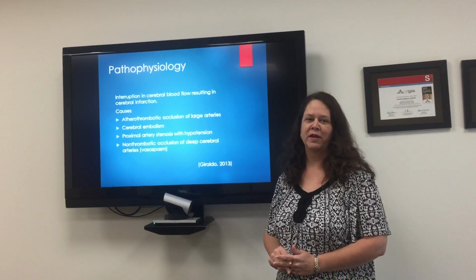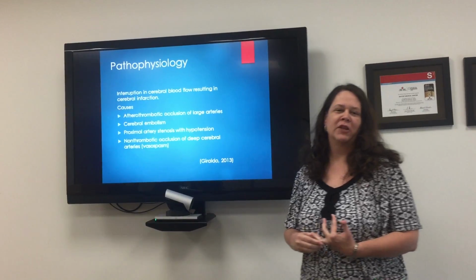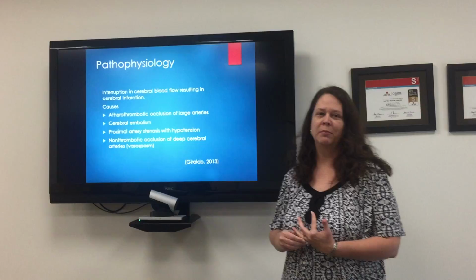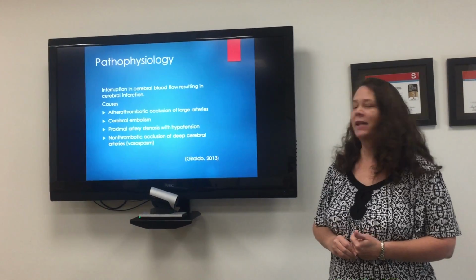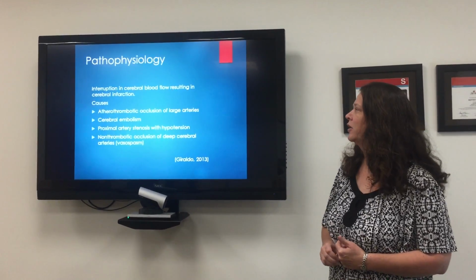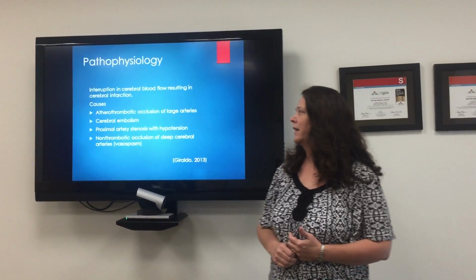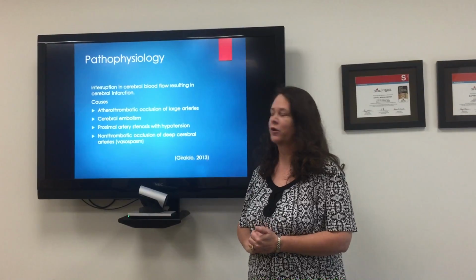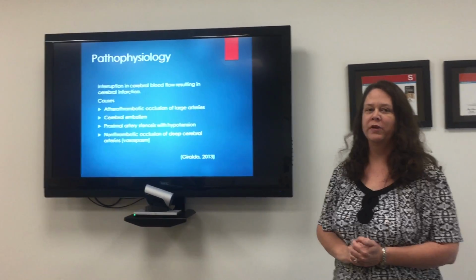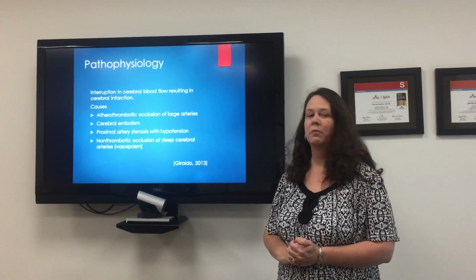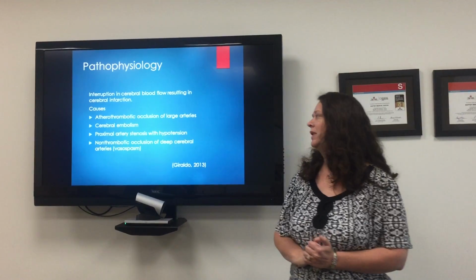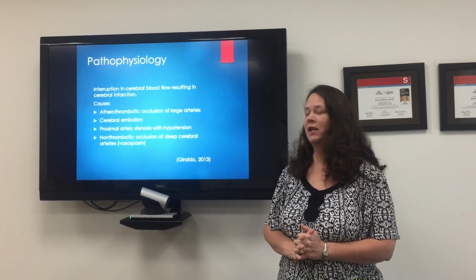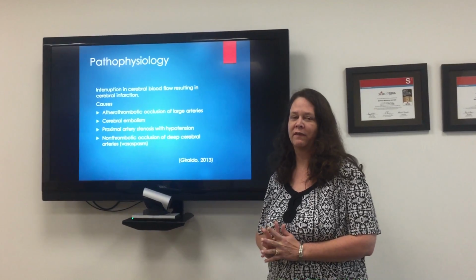We'll start a little bit with the pathophysiology. As you're all aware, a stroke occurs when a section of your brain doesn't get any blood. Some of the mechanisms by which that can occur are atherothrombotic occlusion of large arteries, cerebral embolism, proximal artery stenosis with hypotension, or normothrombotic occlusion of deep cerebral arteries, such as occurs in a vasospasm.